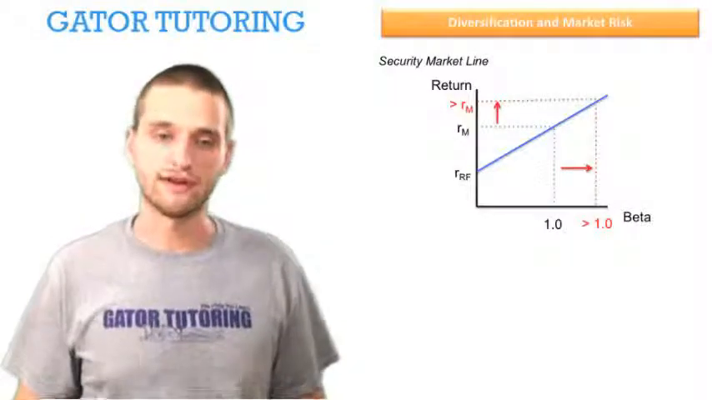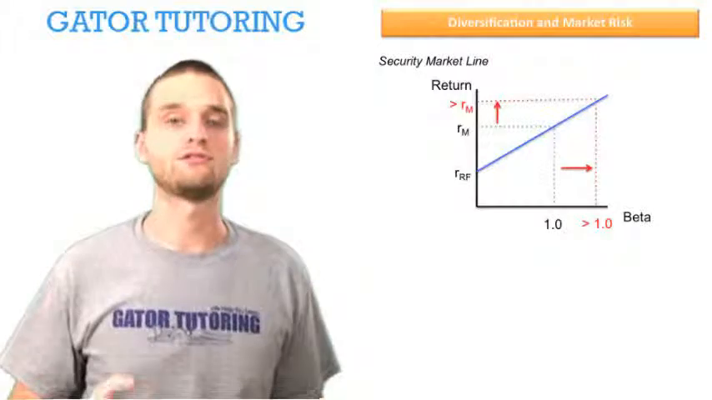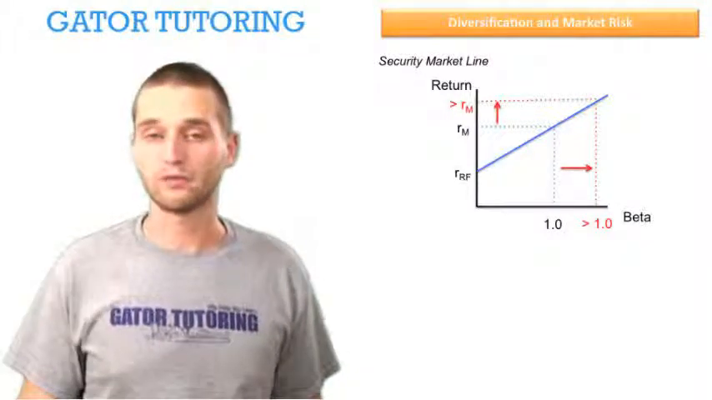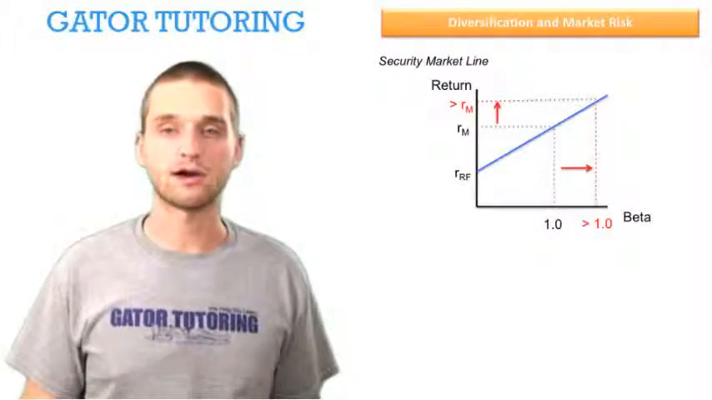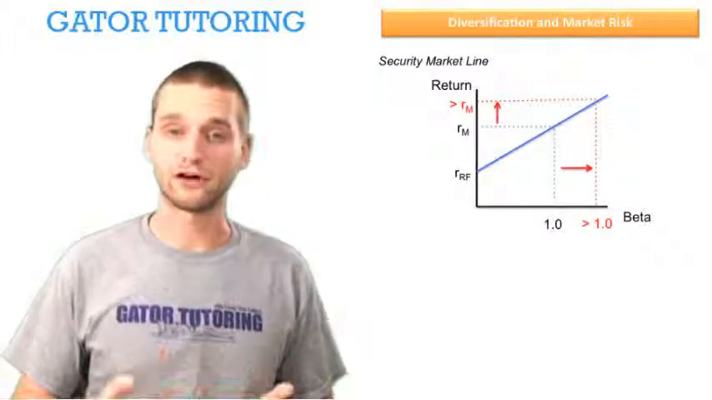As we increase beta, as beta gets higher than 1, we see that we have to be compensated for this additional risk. So any beta to the right of 1.0, if we go up to the security market line and over to the required rate of return, we're going to get a return that's greater than the marketplace.